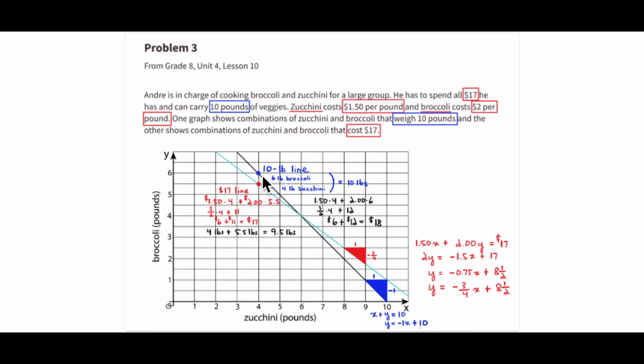So the amount of money is more than $17, and the number of pounds for the $17 line is less than 10 pounds. So this is less than 10 pounds. This is more than $17.